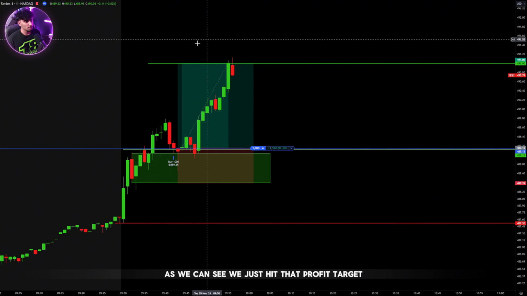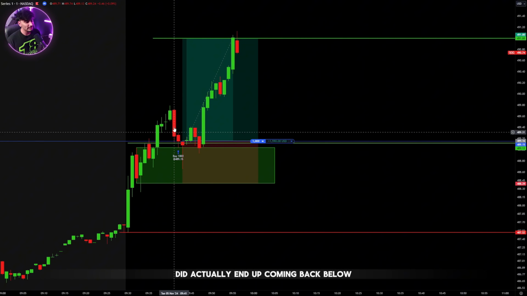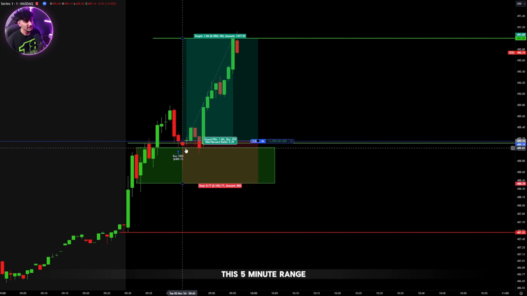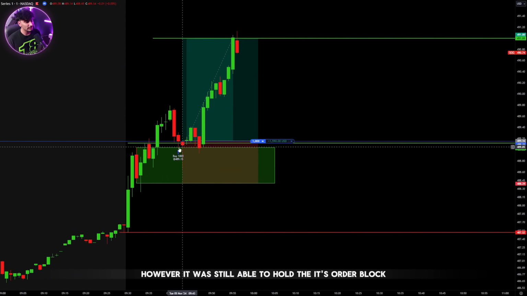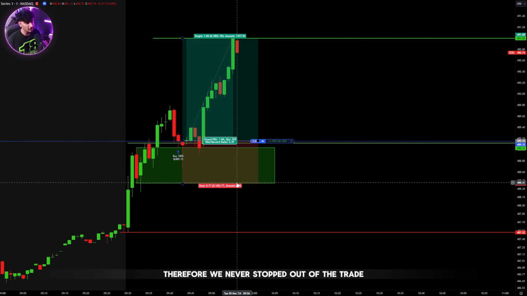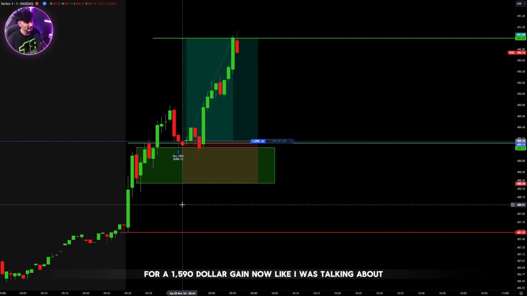As we can see, we just hit that profit target, and at the same time we can see that this stock did actually end up coming back below this 5-minute range, and it closed a little bit below the 5-minute range. However, it was still able to hold this order block, therefore we never stopped out of the trade, and we were able to ride this trade up for a $1,590 gain.